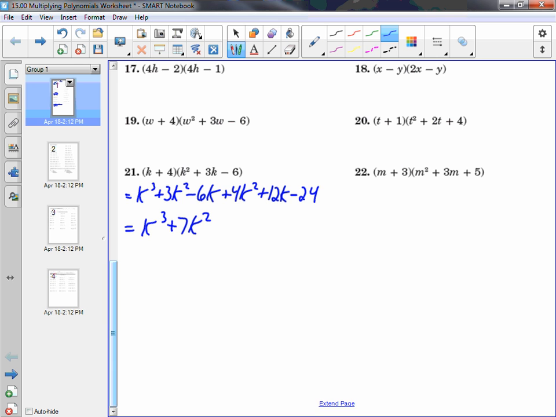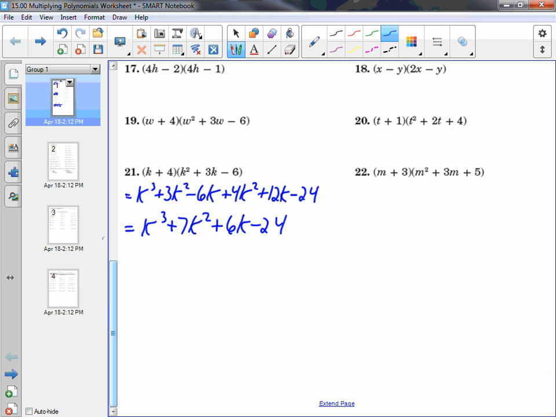How many k terms do we have? 2, a negative 6k and a positive 12k. So when we combine those, we get positive 6k. And then, are there any constants? 1, negative 24. Constant is a term with no variable in it. All right? All the vocabulary I'm using, words you're familiar with?